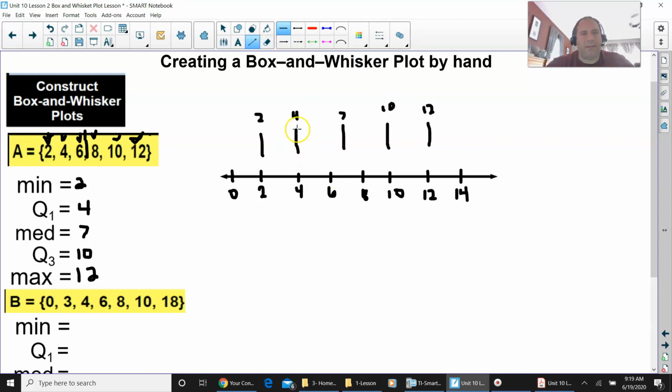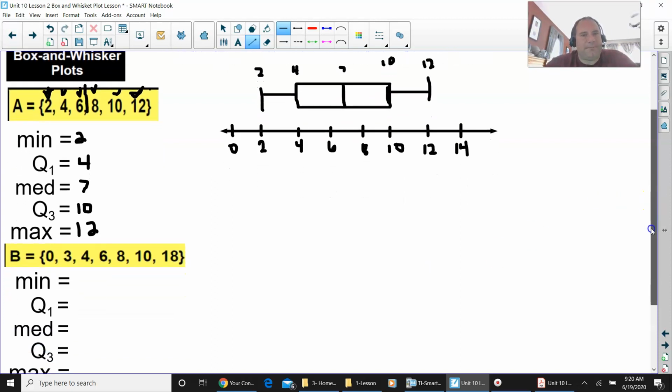So I have all of my lines here, and now I'm going to connect quartile 1, quartile 2, and quartile 3 in a box like that. And I'm going to connect quartile 1, quartile 2 on the bottom like that. And then I'm going to take quartile 1 to the min and quartile 3 to the max, and that is my box and whisker plot. It's called the box plot. And that's it. Go see if you can do B on your own by hand.